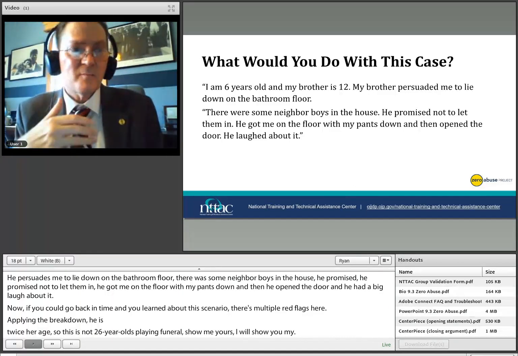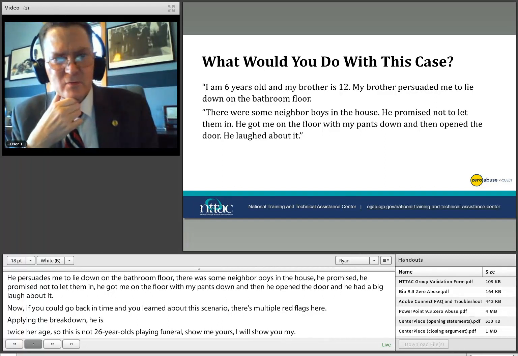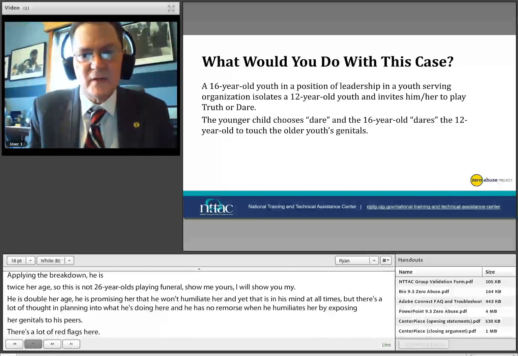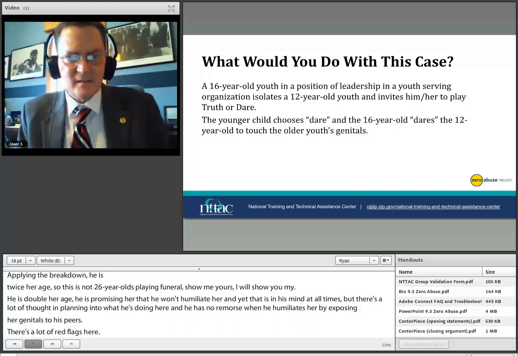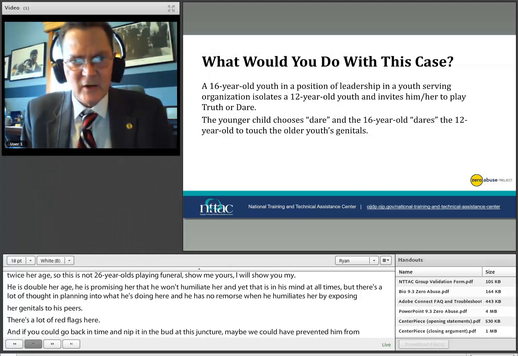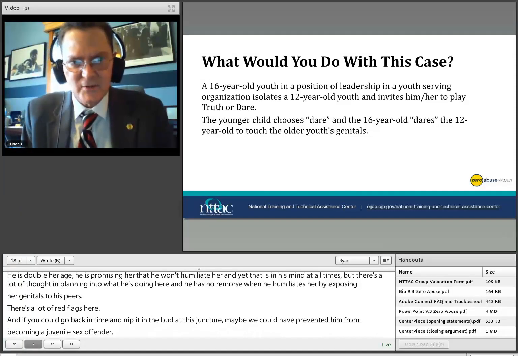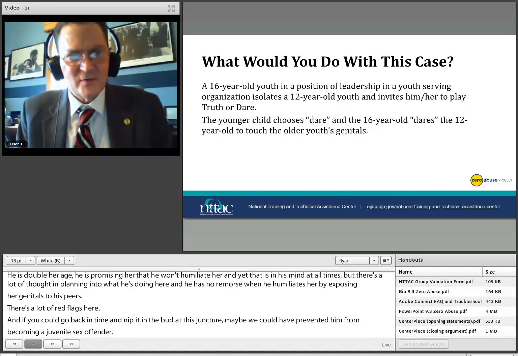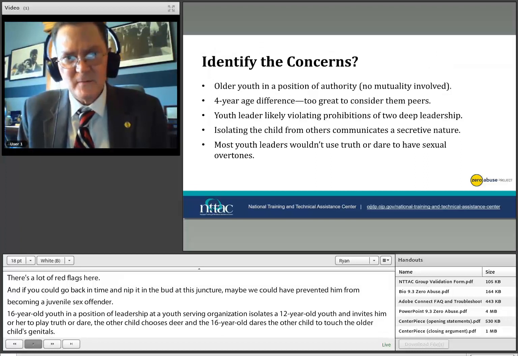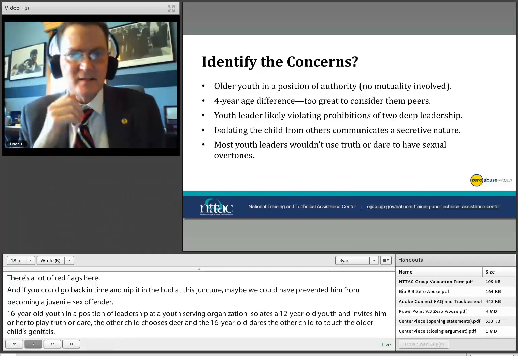Now, if you could go back in time and you learned about this scenario, there's multiple red flags here. Applying Salter's breakdown, he is twice her age, so this is not 2 6-year-olds playing, show me yours, I'll show you mine. He's double her age. He's promising her that he won't humiliate her, and yet that is in his mind at all times. There's a lot of thought and planning into what he's doing here, and he has no remorse when he humiliates her by exposing her genitals to his peers. There's a lot of red flags here. And if you could go back in time and nip it in the bud at this juncture, maybe we could have prevented him from becoming a juvenile sex offender.